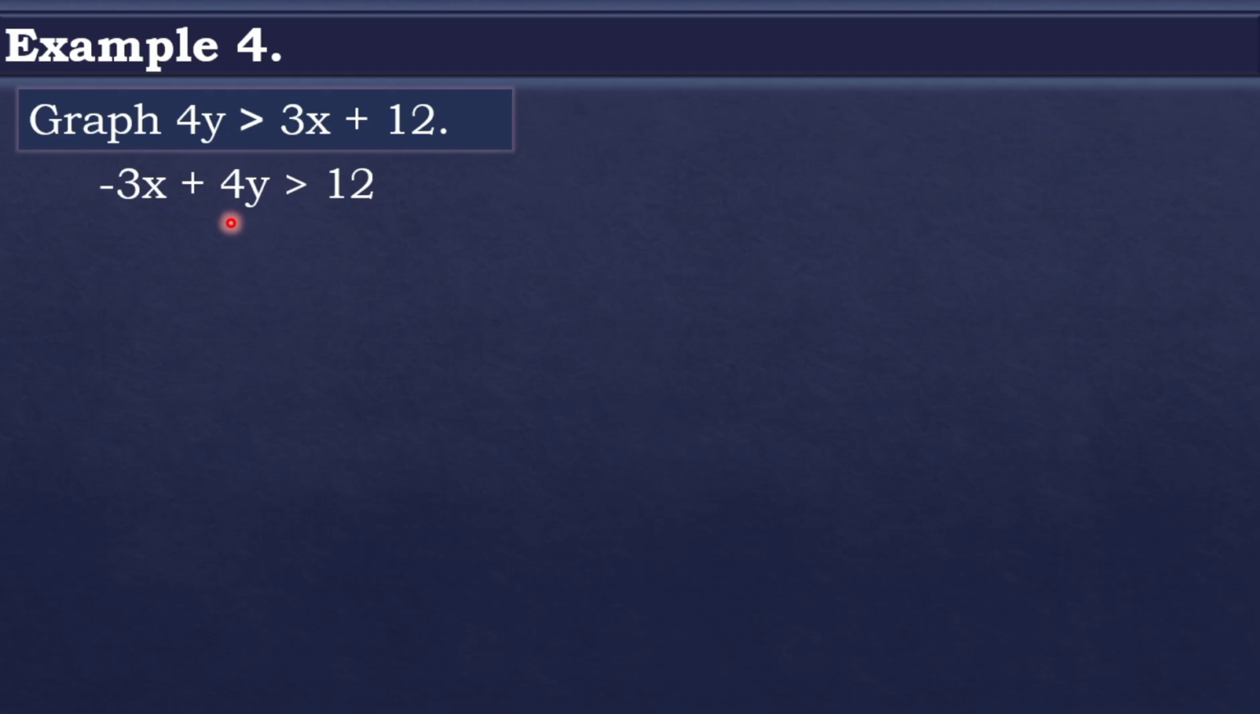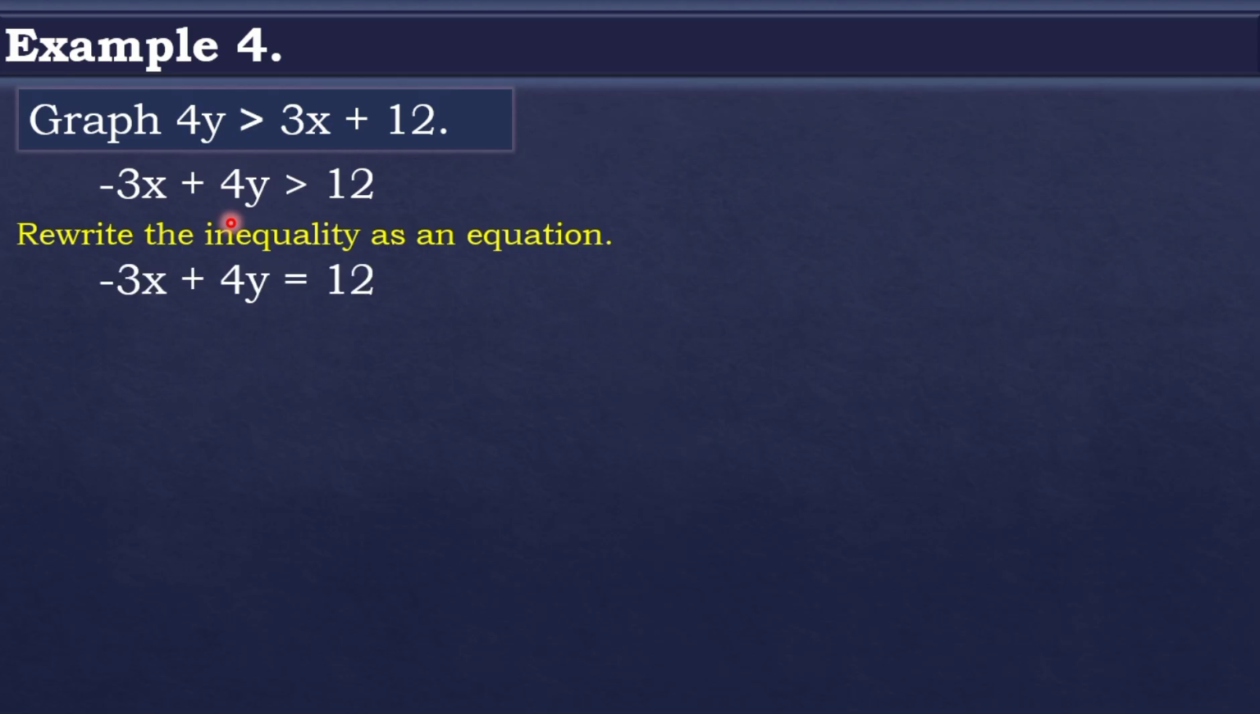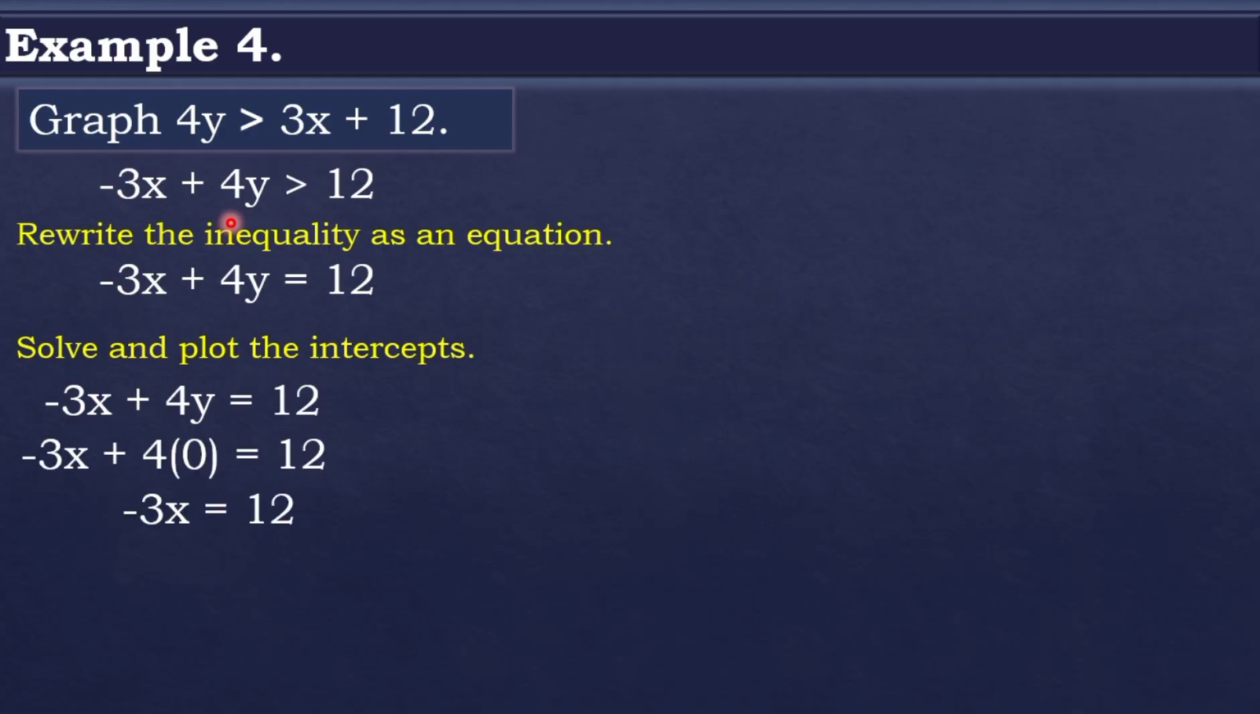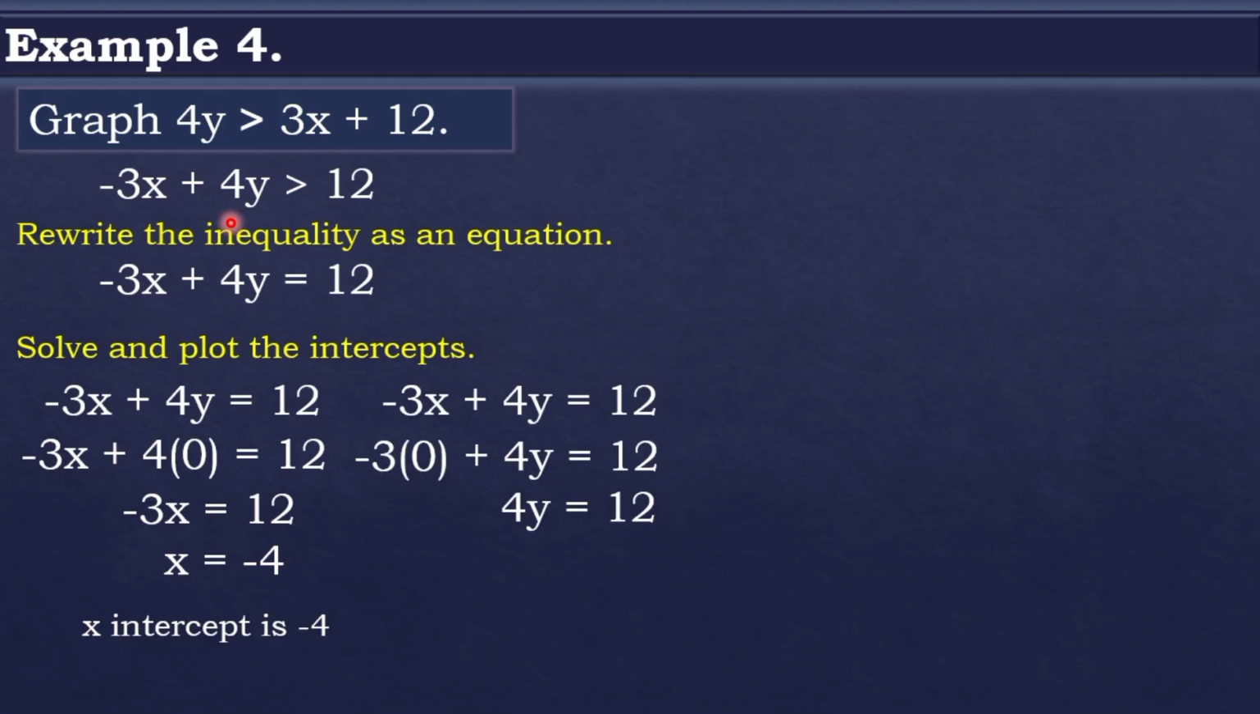Okay? So after mo siyang ma-rewrite into standard form, rewrite the inequality as an equation na. So, we will rewrite this inequality as an equation. We will have negative 3x plus 4y equals 12. Okay? So, we will solve and plot the intercept. So, solve muna natin yung intercept. So, get muna natin yung x-intercept. So, our x-intercept is negative 4. And your y-intercept is positive 3.